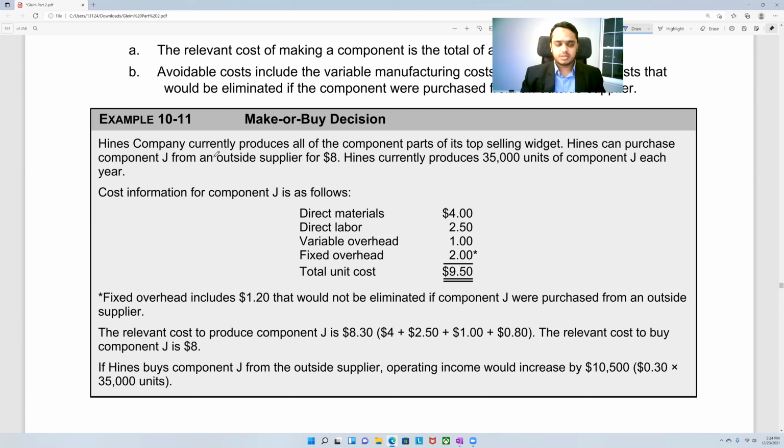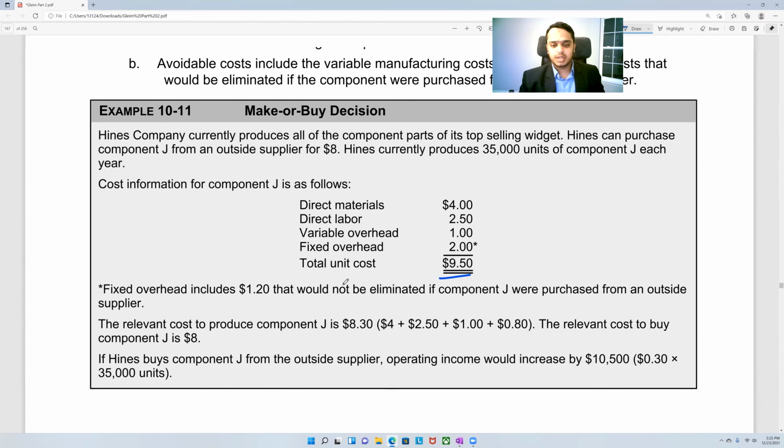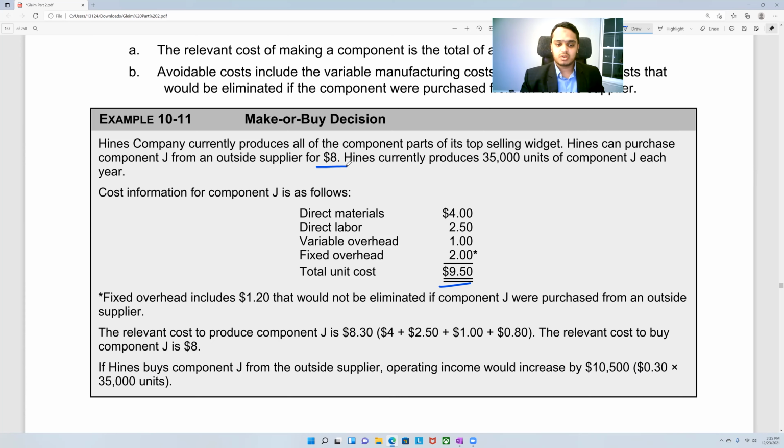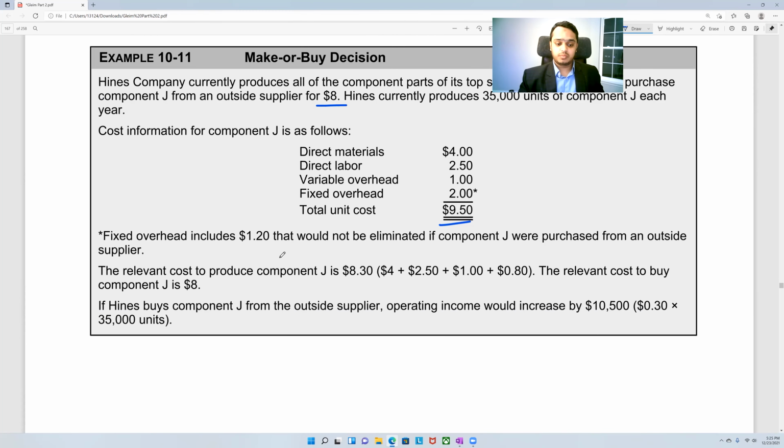Suppose you are doing it yourself, what would be the cost of the component J? This is if you're doing it yourself. And suppose you are going to get it from outside, what is the cost of it? What should you do? From outside, the operating income would increase by 10,500. It's understood, right? $8, 9.5.